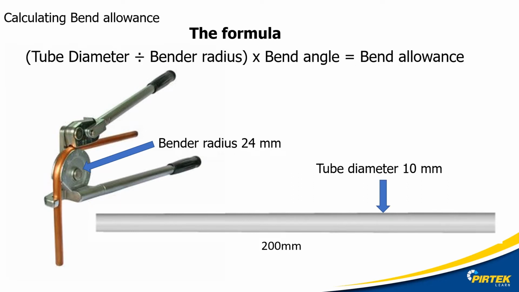Let's have a look at the formula in general. We'll break this formula into two parts. But let's have a quick look at the whole thing first. The tube diameter, which we'd measure or stamped on the tube, divided by the bender radius, stamped on the tube bender or from the instruction manual, times the bend angle, gives us the bend allowance.